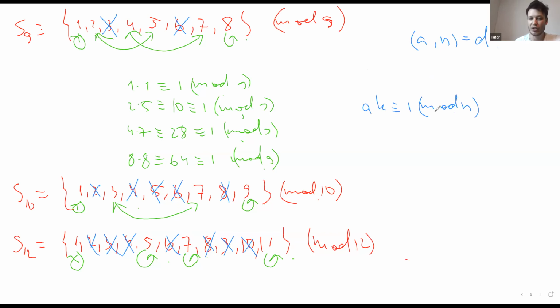Well, n needs to divide their difference, right? So you can always write it like this. n needs to divide their difference, which is ak minus 1. So you can say that ak minus 1 is going to be some n times d, right? But now what is the problem in here?